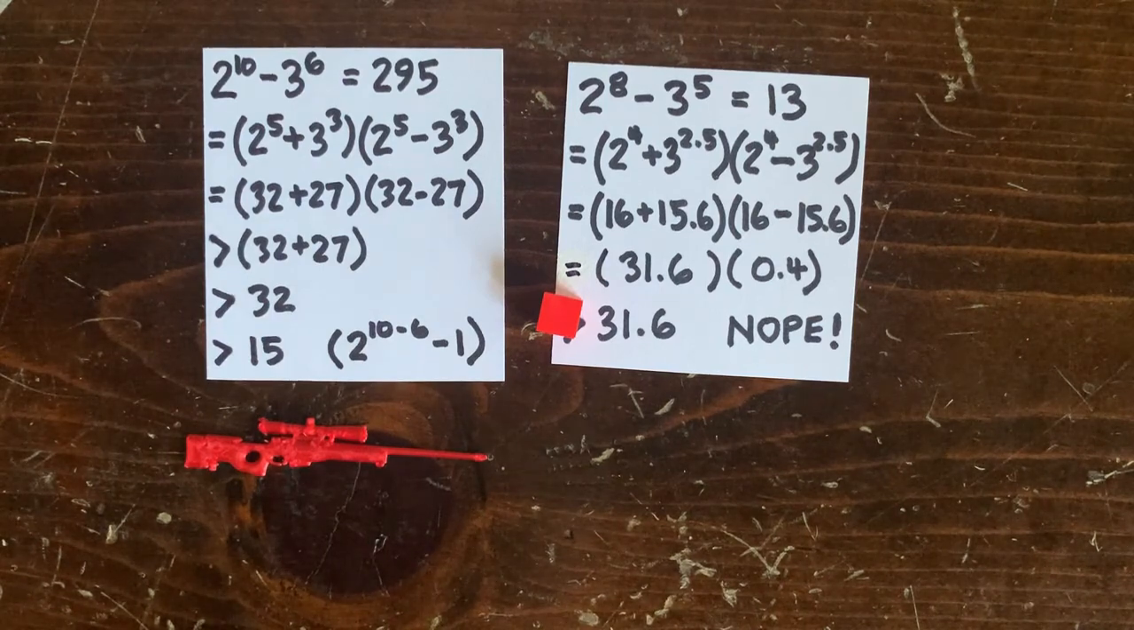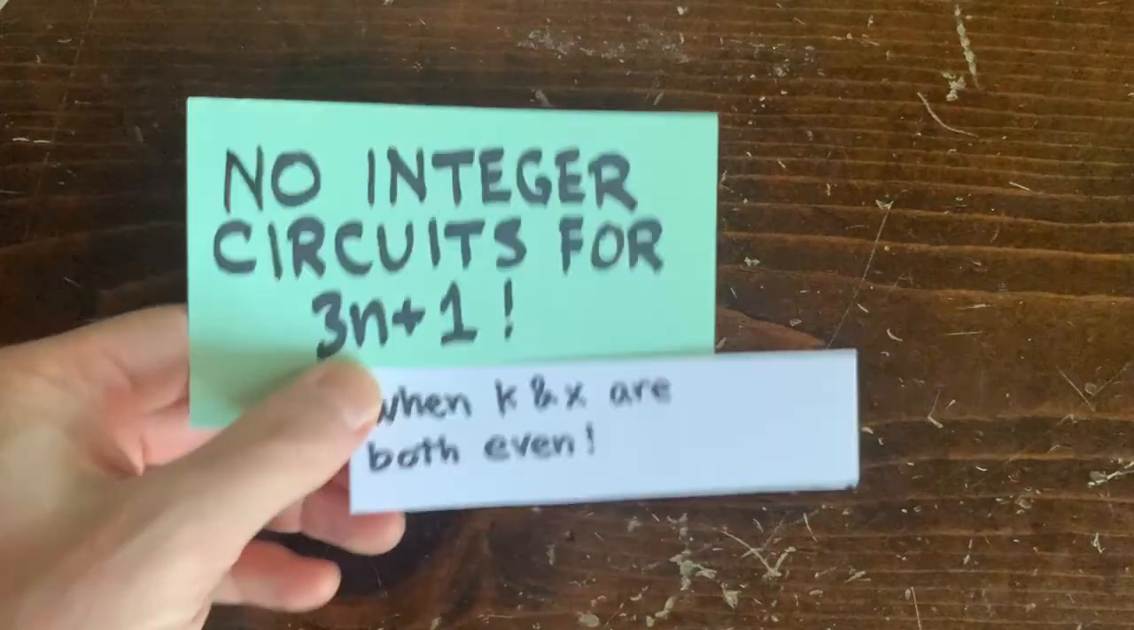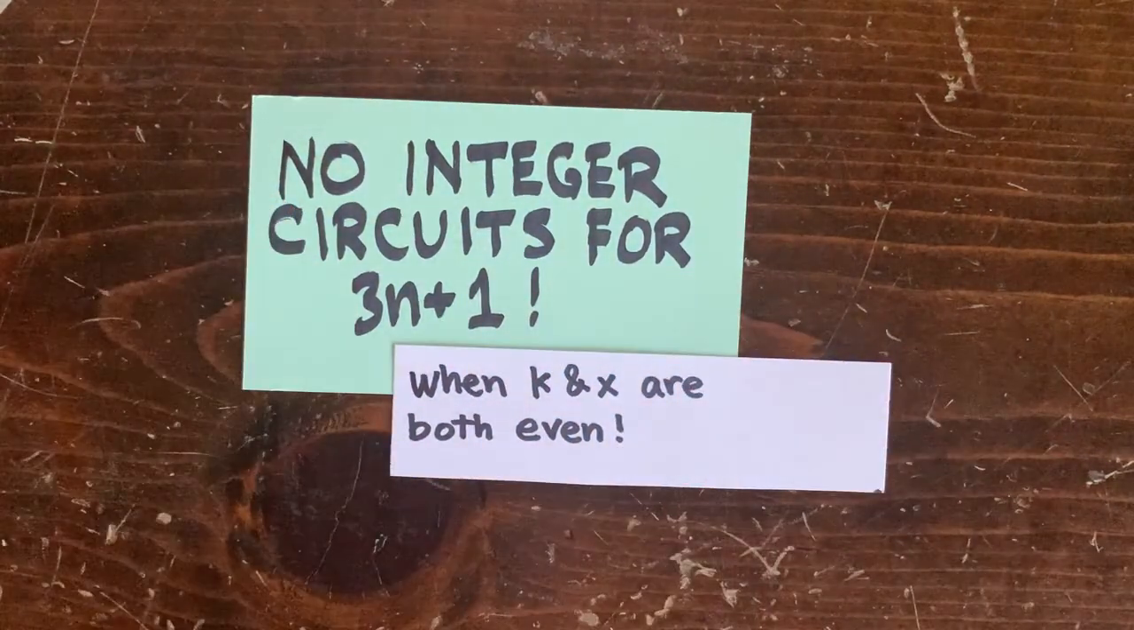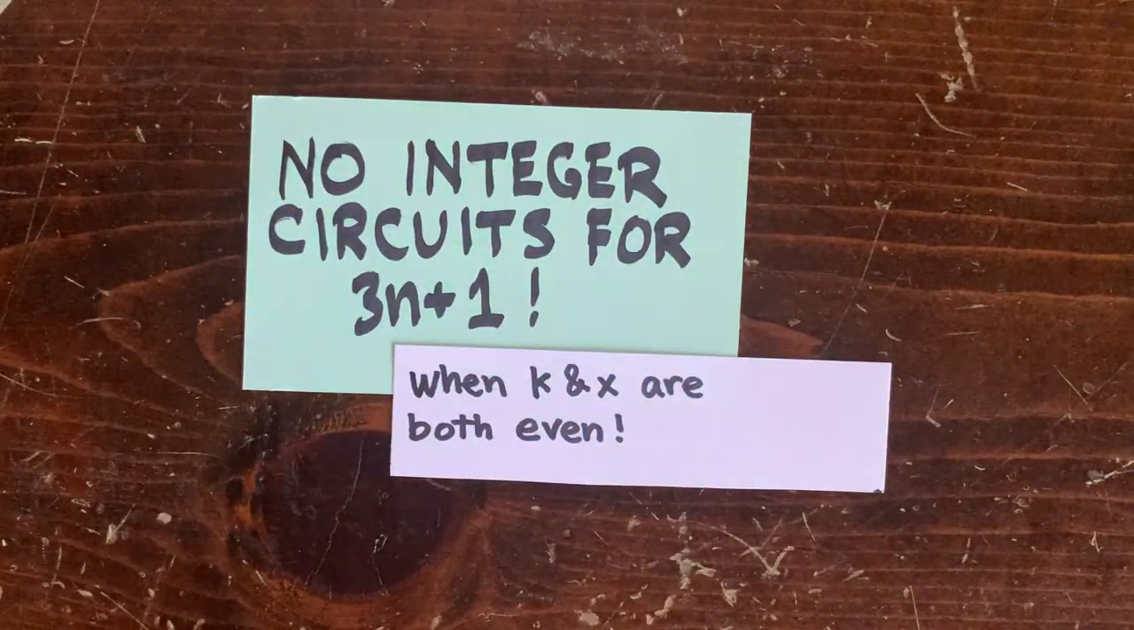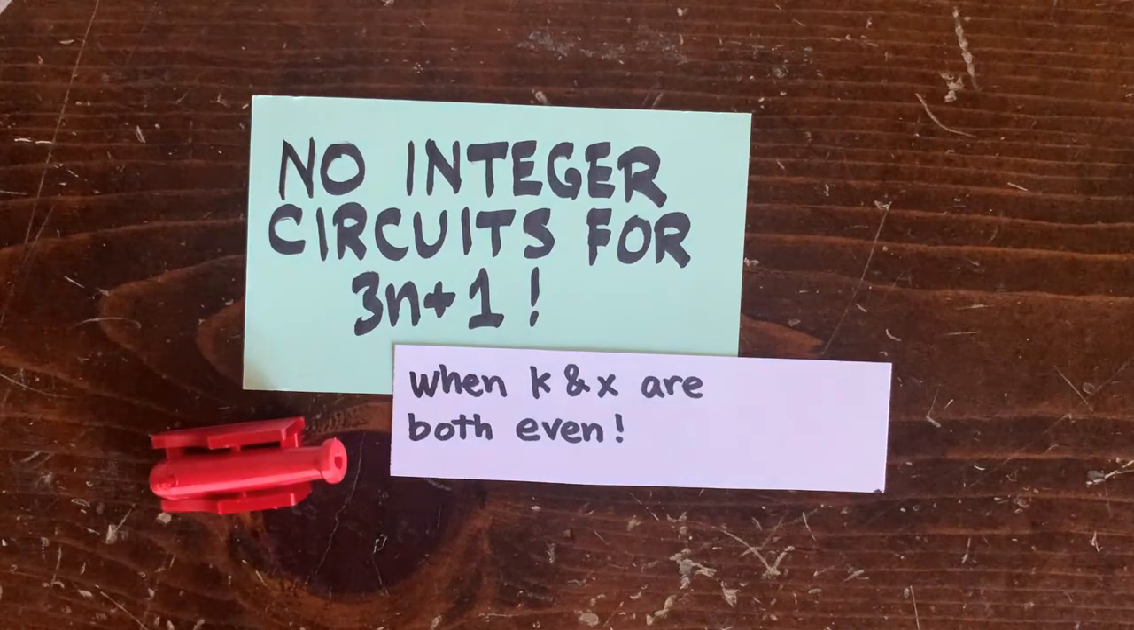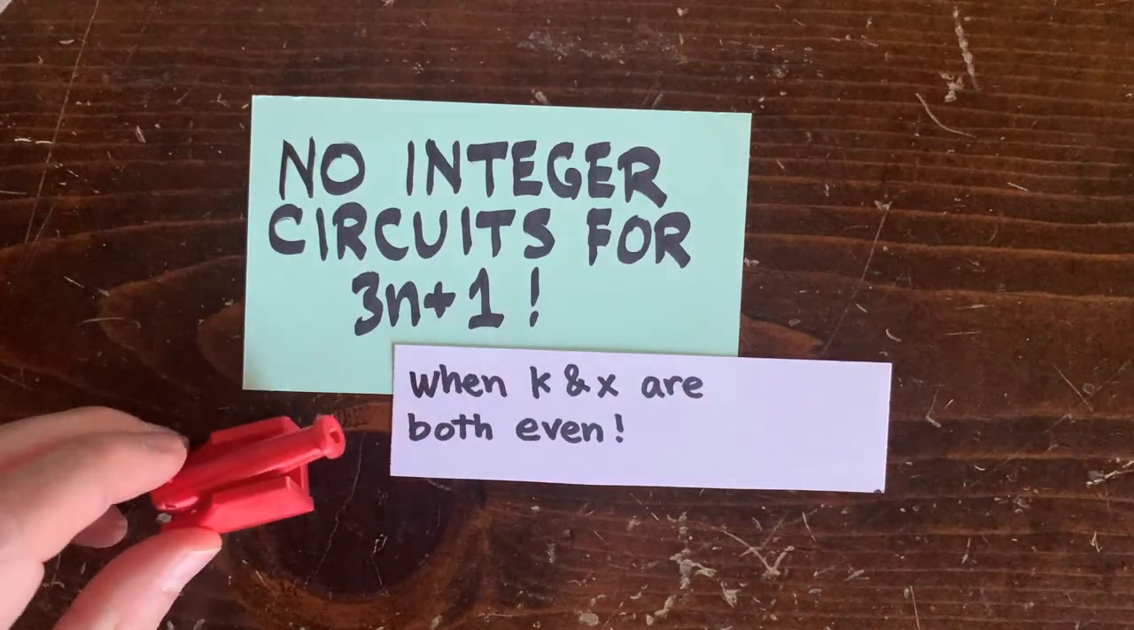But that's okay. It works when k and x are both even, which means we have 1/4 of an airtight proof that there are no circuits, without using the heavy artillery that we don't understand. Okay, so let's go from here to solving the 3n+1 problem.